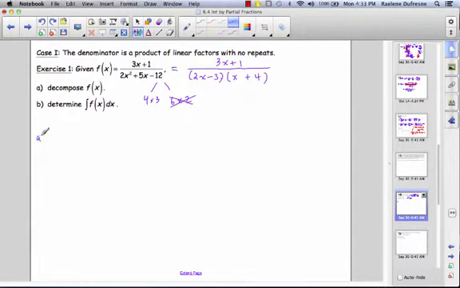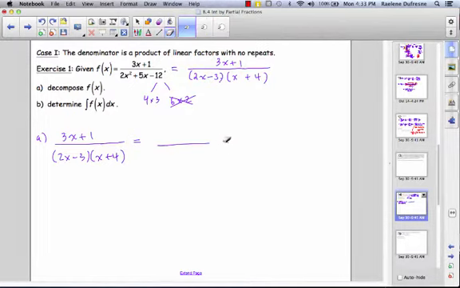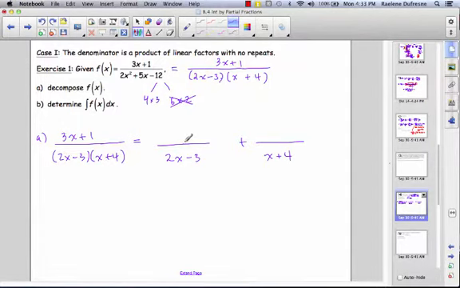So now, in order to decompose this, we have 3x plus 1 over 2x minus 3 times x plus 4. My only possibilities for decomposing are with 2 fractions, one with a denominator of 2x minus 3, and the other with a denominator of x plus 4. These fractions must be proper, which means that the degree of their numerators must be 0, and the numerators are constants. So I'm going to use capital A for the numerator of the first fraction, and capital B for the numerator of the second. Our goal then is to solve for A and B.